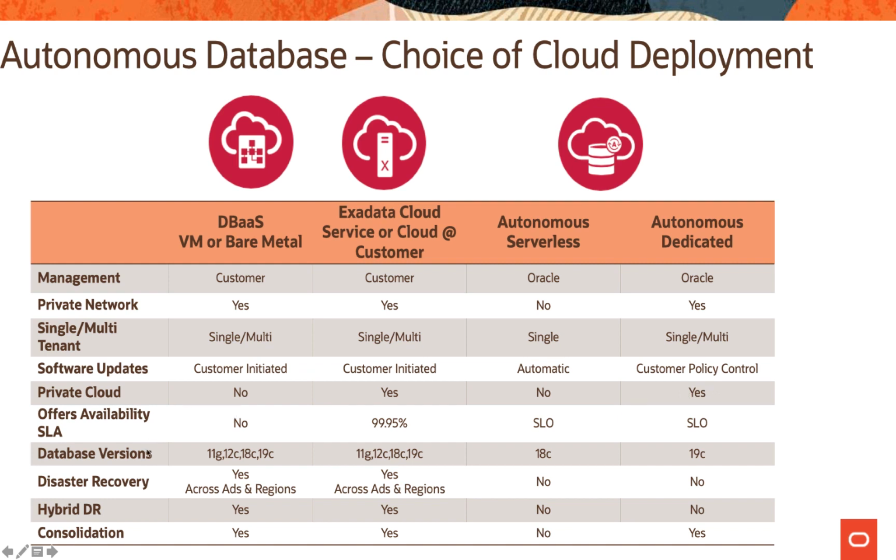It also offers different database version support. You can see DBaaS as well as the Exadata cloud services provide support for multiple database versions, whereas serverless or autonomous dedicated only support 19c. And disaster recovery is possible across ADs and regions for both of these. At the moment, for serverless we don't have DR, and likewise for dedicated, but that might be coming soon. In the case of hybrid DR, you can create a hybrid DR on DBaaS, bare metal or VMs, as well as on Exa. But for autonomous serverless, you cannot do this, or even for dedicated, you cannot have a hybrid DR solution. For the consolidation use case, definitely these two offerings, DBaaS and Exadata cloud service or cloud at customer, are a good platform for consolidation. On dedicated, you can do that, but not on serverless.